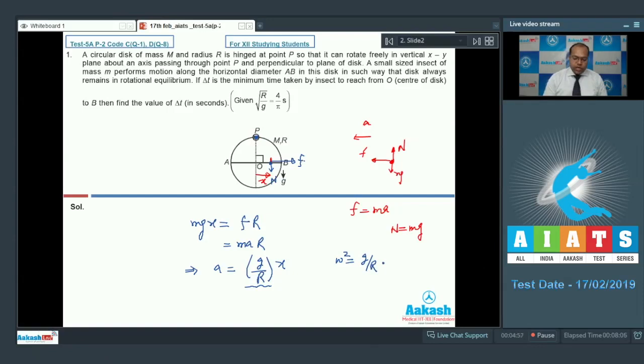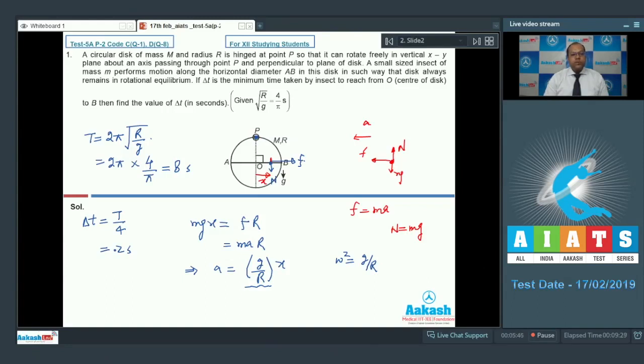If I calculate the time period of one oscillation, it is equal to 2 pi by omega, and the value of omega gives the square root of R by g. On substituting the value of the square root of R by g, which is given in the question as 4 by pi, on solving it comes out to be 8 seconds. So the value of delta t, the minimum time from O to B, is T by 4, which comes out to be 2 seconds. So the correct answer for question number 1 is 2.